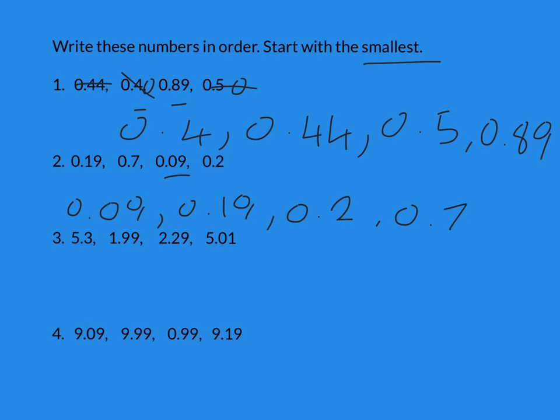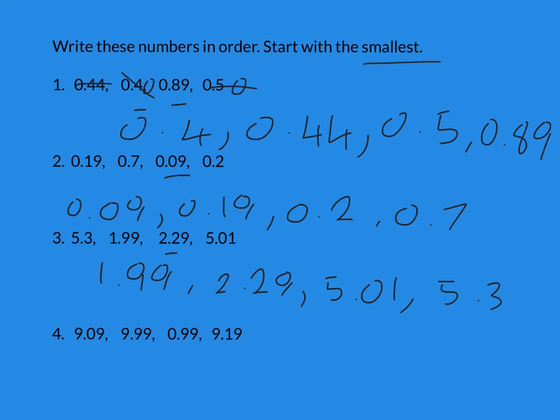Okay, so smallest number in the next sequence. So I'm looking along the units here. This one is 5 units, 1 unit, 2 units, and 5 units. So the smallest one is the one that has only 1 unit, and that is 1.99. Then this number here has 2 units, so it's 2.29. Then 5.01, because it doesn't have any tenths, and the last number has 3 tenths.